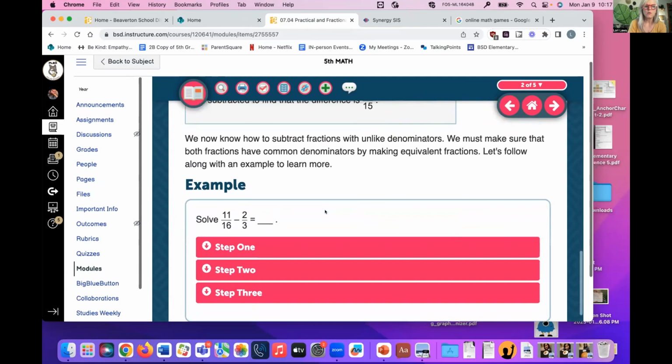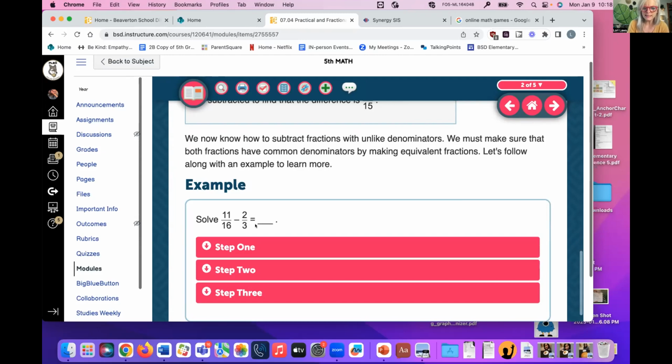Okay. We now know how to subtract fractions with unlike denominators. We must make sure that both fractions have the same denominator, common denominators, by making equivalent fractions. Let's follow along with an example to learn more.